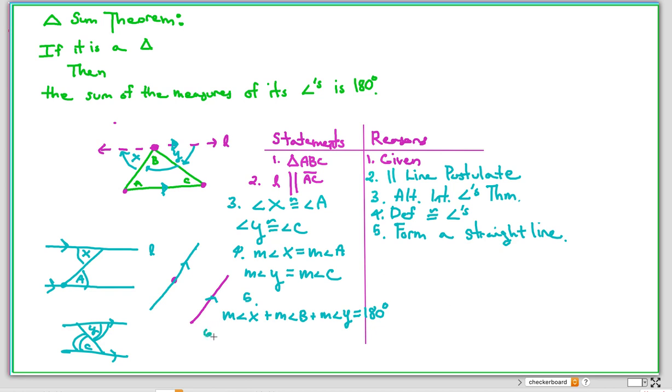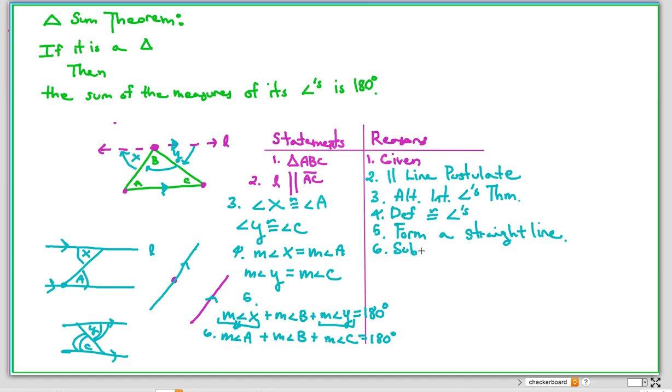Now step 6. And this is our last step. We're done pretty much. Look, X is equal to A. So instead of writing X here, what can I write? I could write A. I could substitute. So measure of angle A instead of X, plus measure of angle B, that just stays the same, plus, and now again, instead of writing measure of angle Y, I could write measure of angle C, and this equals 180, didn't change that. And this is just substitution, and you're done.